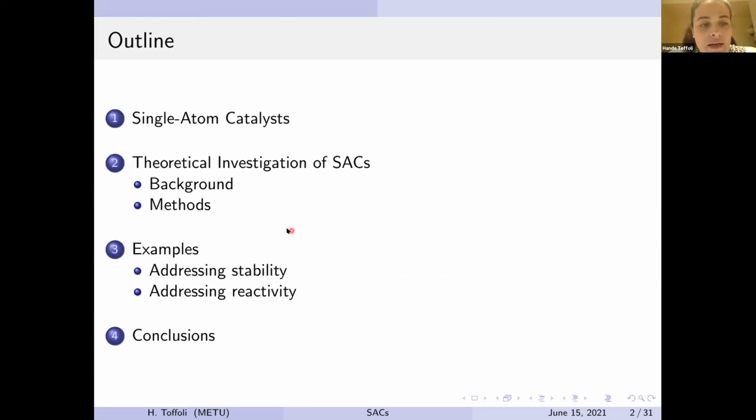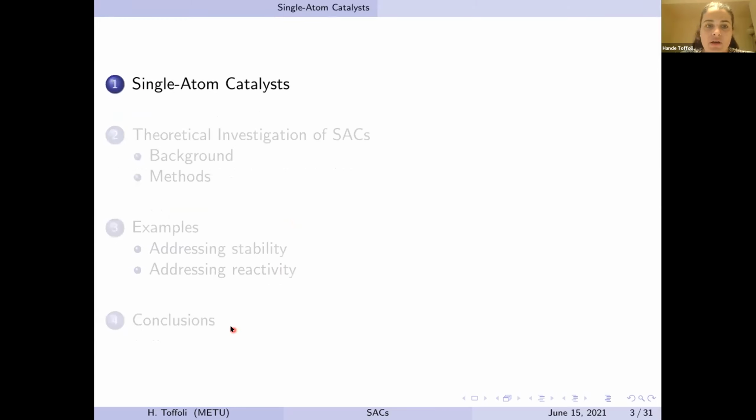So let me go over my outline really briefly. First, I'll define what a single atom catalyst is and give some background on our theoretical calculations, or theoretical investigation rather. And then we will address a few of the issues that are related to these catalysts, namely stability and reactivity. We won't cover the whole spectrum of issues and important points because it's a really large topic. And then I will conclude with a few summary points.